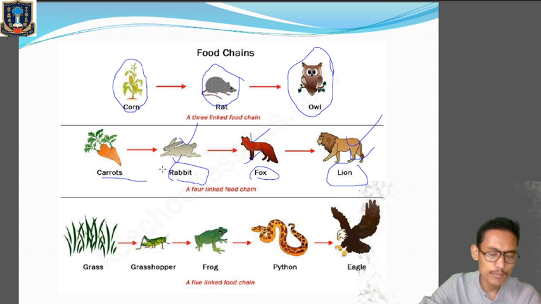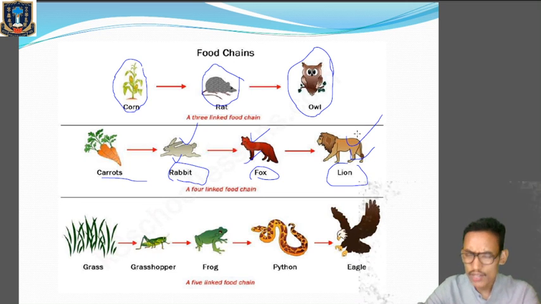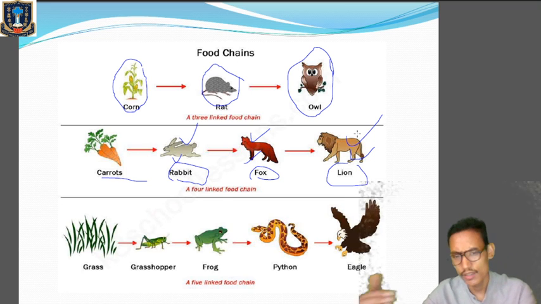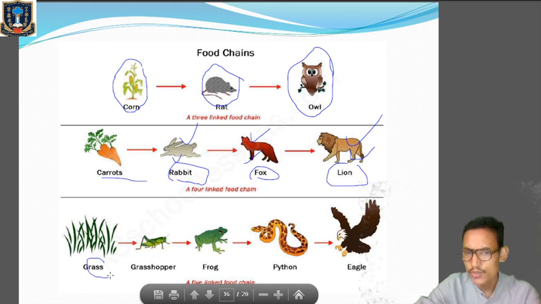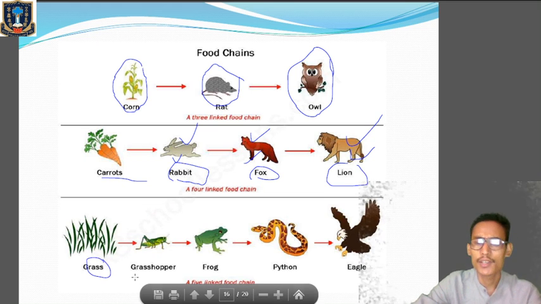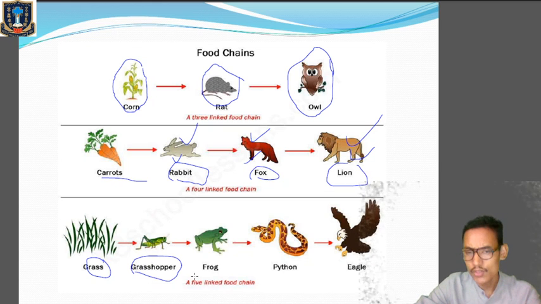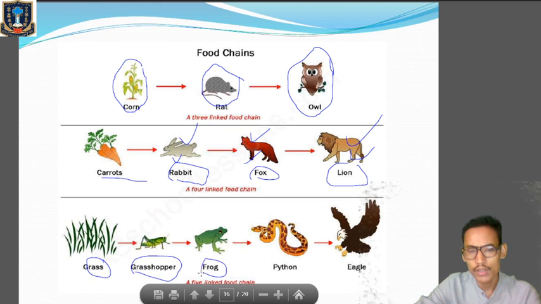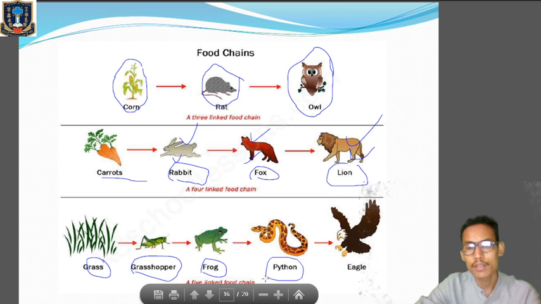From primary, it is being transferred to the secondary consumer, and from the secondary consumer, it is being transferred to the tertiary consumer. Another example of food chain: grass, the producer, the autotroph, is being eaten up by the grasshopper, the primary consumer. The primary consumer in turn is being eaten up by the secondary consumer. That means the frog will eat the grasshopper. Now the frog is being eaten up by the python or the snake.